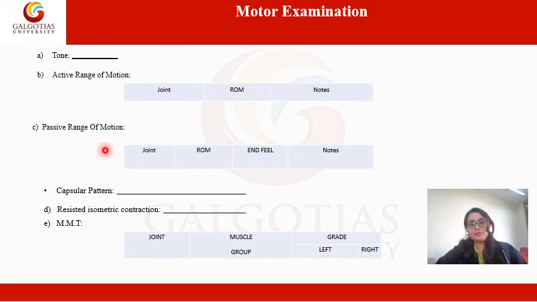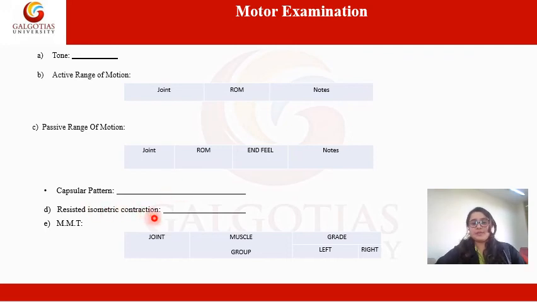So passive range of motion is always done after the active range of motion. Then we have capsular pattern. Every joint has a capsular pattern. For example, if the shoulder has a frozen shoulder, my lateral rotation would be restricted more than abduction, and my abduction would be restricted more than medial rotation. So similarly, every joint has this kind of capsular pattern. So if it is positive, I will move the joint accordingly. If it is positive, I will just document it.